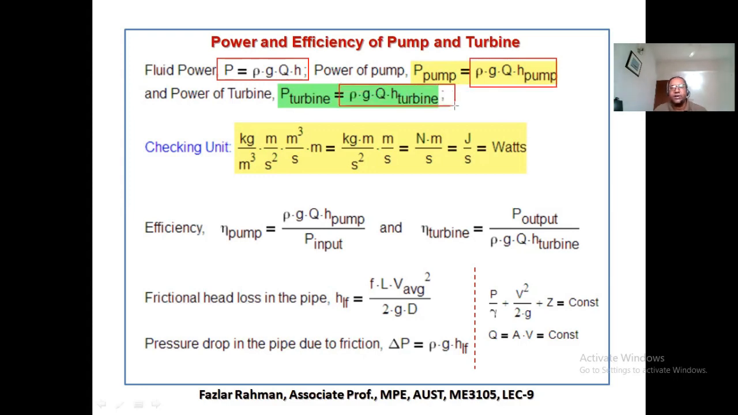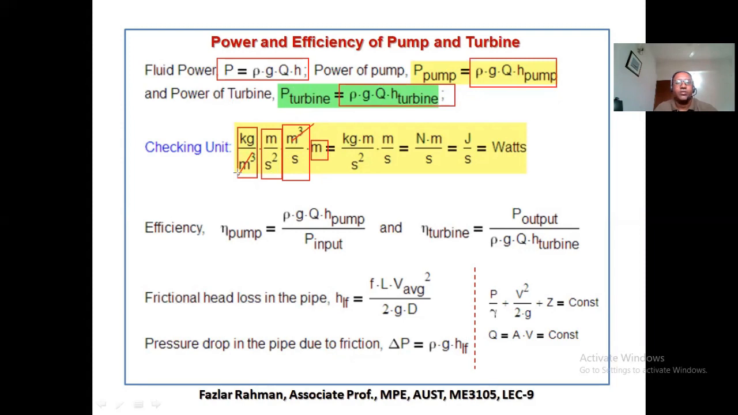Now you can check the unit, that is, whether rho G Q H is actually giving power. You can check. What is the unit of rho? Kg per meter cubed. Unit of G, meter per second squared. Unit of Q, meter cubed per second. Unit of H in meters. Now if you simplify, you will see this meter cubed will be out.